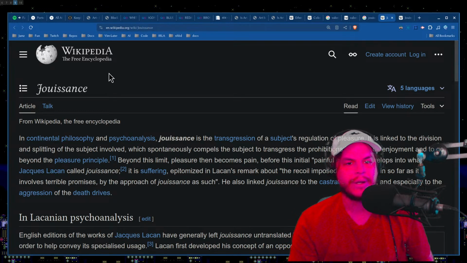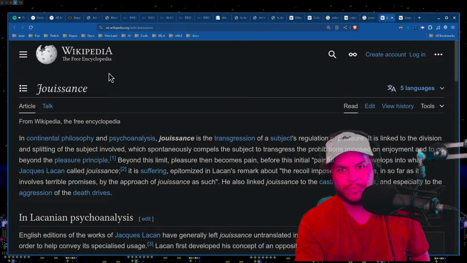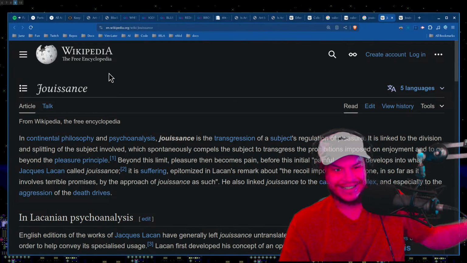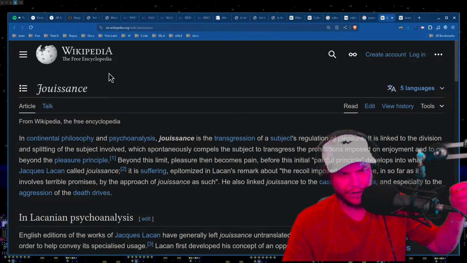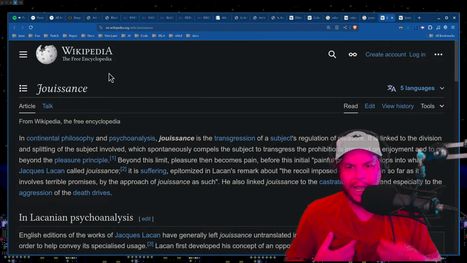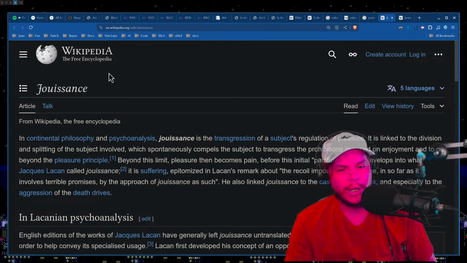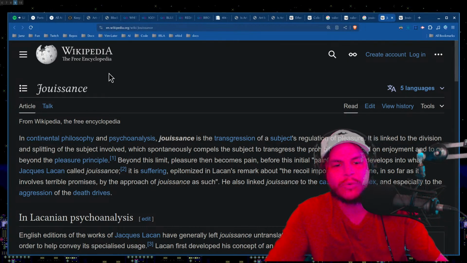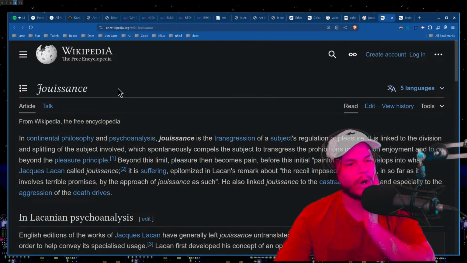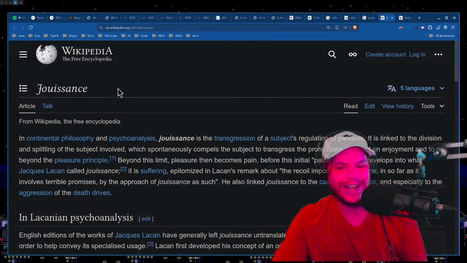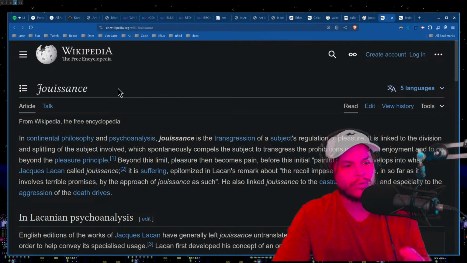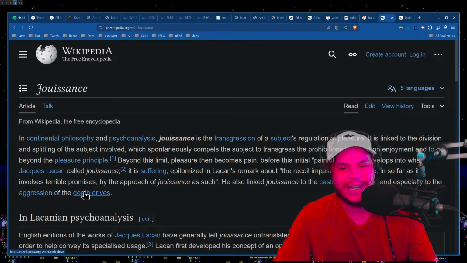In continental philosophy and psychoanalysis, jouissance is the transgression of a subject's regulation of pleasure. It is linked to the division or splitting of the subject involved, which spontaneously compels the subject to transgress the prohibitions imposed on enjoyment and go beyond the pleasure principle. Beyond this limit, pleasure becomes pain, before this initial painful principle develops into what Lacan calls jouissance. It is suffering, epitomizing Lacan's remark about the recoil imposed on everyone by the approach of jouissance as such. He has linked jouissance to the castration complex and especially to aggressive and death drives.